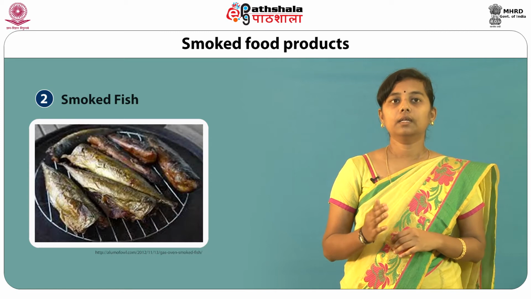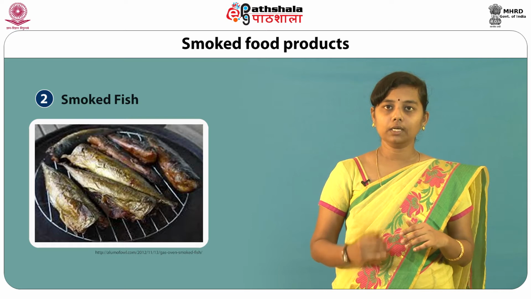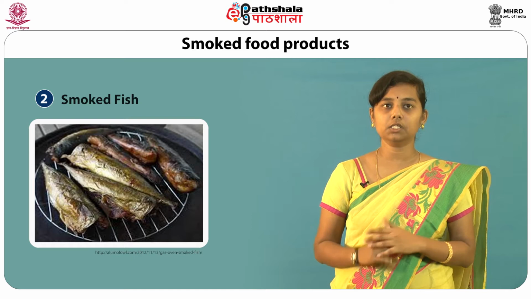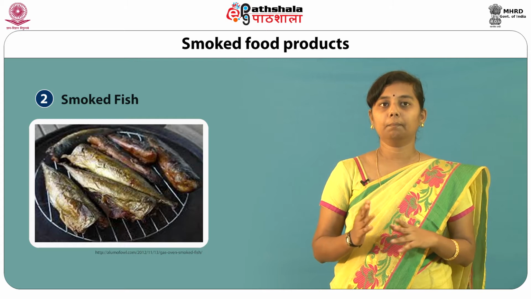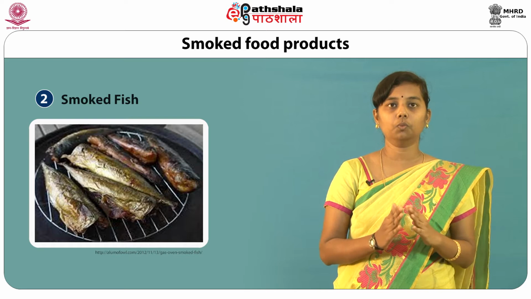Next is smoked fish. Fish was cured earlier by smoking. Originally, smoking of fish was performed to preserve the fish. In modern times, fish is smoked for its distinctive taste and flavor imparted by the smoke. Salmon, mackerel, herring, whitefish and trout are the commonly smoked fish varieties. Hardwoods like oak, alder, hickory, birch, maple and fruit woods are best for smoking fish.